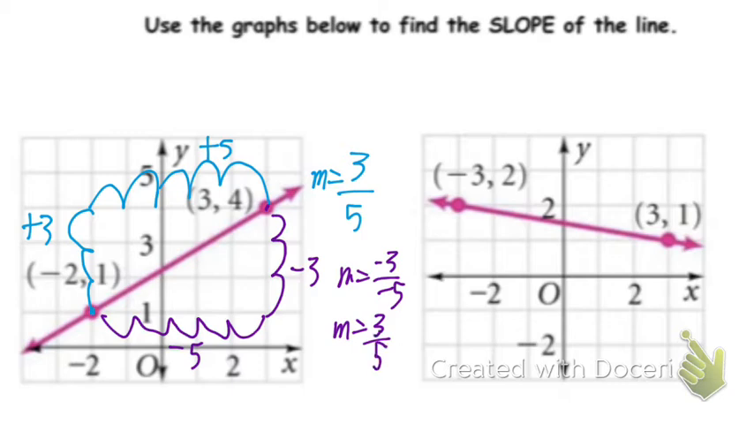But if you start at one point, you have to continue going from that point. I can't go up 3 and then say I'm going to go left 5. You can't combine those two.